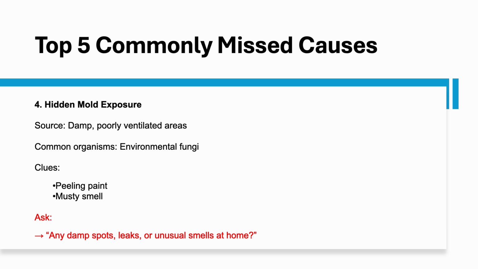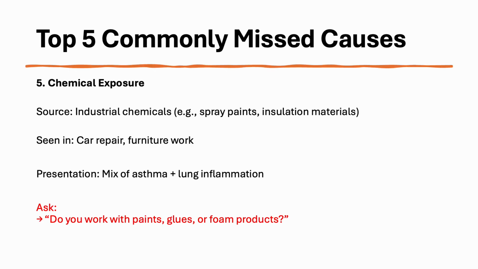Then the hidden mold. We must inquire about molds or damp patches at home, any damp spot, any leaks, any unusual smell at home. And lastly, chemical exposure. We need to ask about spray paints and insulation materials, because that occupational exposure might be associated with HP.